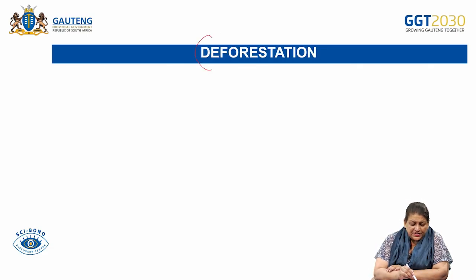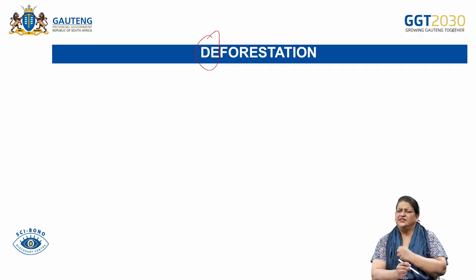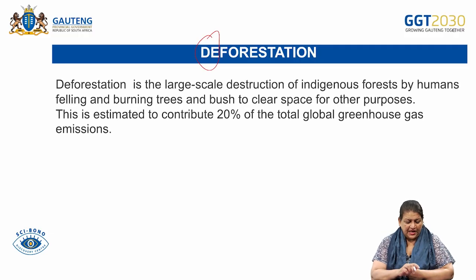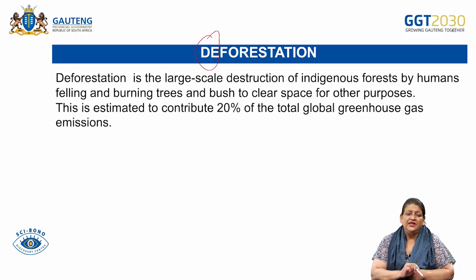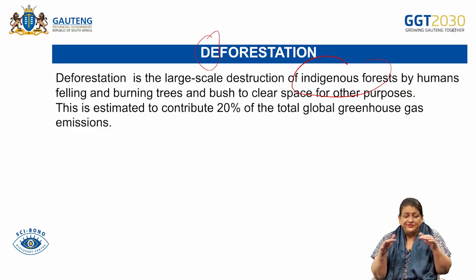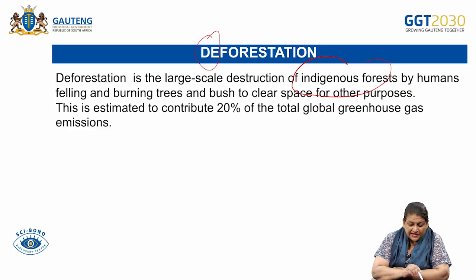What is the meaning of D? D always has a disadvantage. D: Deforestation, removal of forests, disadvantage, something bad. Okay, so deforestation means where you are removing forests, and it's happening at a very large scale. Large scale of indigenous. What is that word, indigenous? It means the large forests found in our country are being removed by humans.